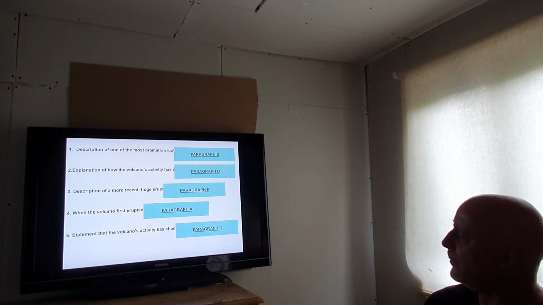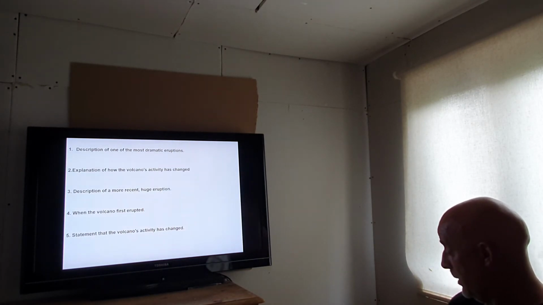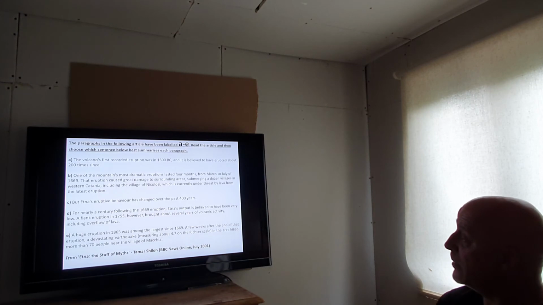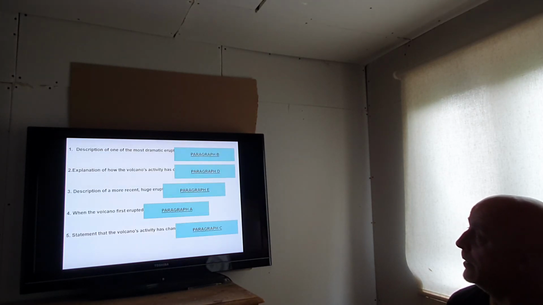So paragraph B is the description of one of the most dramatic eruptions. So if we look back to where we can see paragraph B. Paragraph B: one of the mountain's most dramatic eruptions lasted 4 months, from March to July of 1669. That eruption caused great damage to surrounding areas, submerging a dozen villages in western Catania, including the village of Nicolosi, which is currently under threat by the latest eruption. So that is B. Okay.